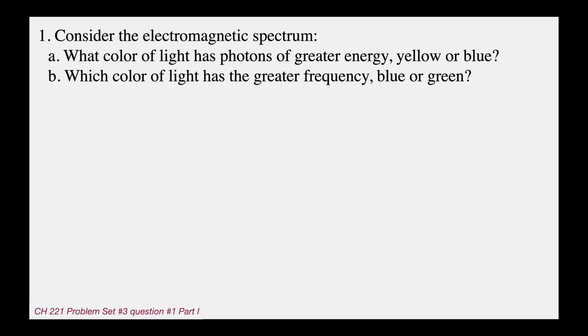So question number 1, it says, consider the electromagnetic spectrum and what color of light has photons of greater energy, yellow or blue? And it also says which color of light has the greater frequency, blue or green? So to answer this question, you need to look at the visible portion of the electromagnetic spectrum. And there's a list in the lecture notes or in chapter 6 of the textbook.